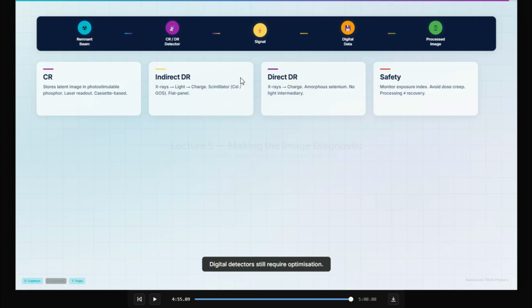All of them go through a flat panel. Then we have direct conversion, whereby the X-ray is converted into charge via amorphous selenium. Then we have safety monitoring, to monitor the exposure via the exposure index.